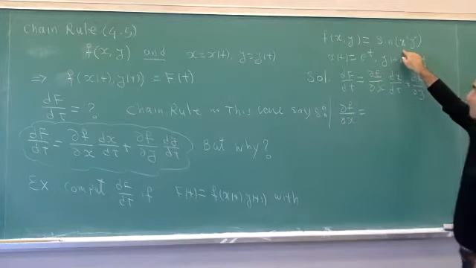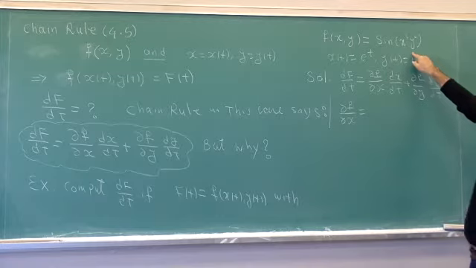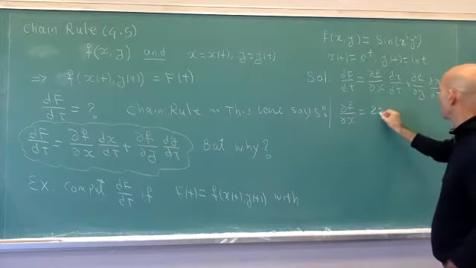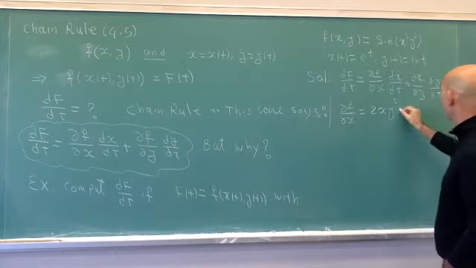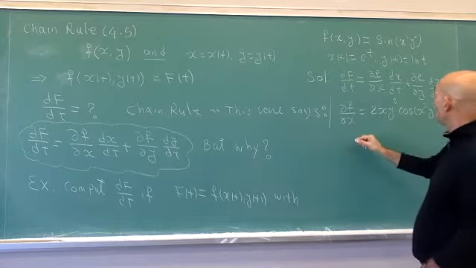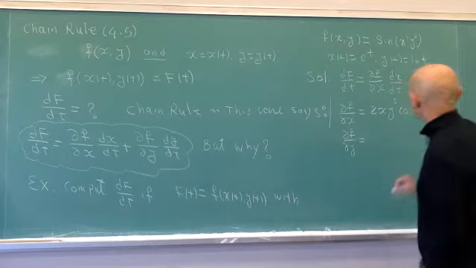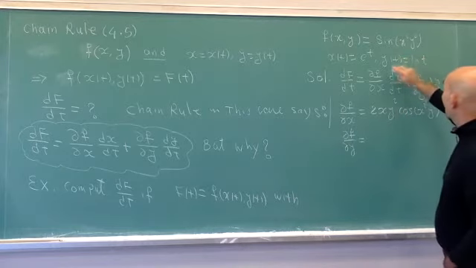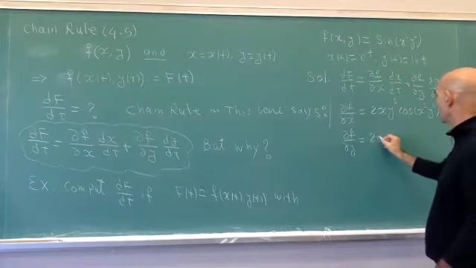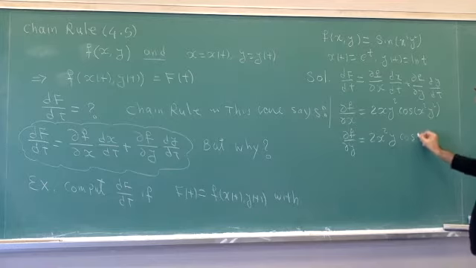Okay, so derivative of this, partial of f with respect to x. This is partial of x²y with respect to x, which is 2xy², right? Cosine of x²y², and df/dy is 2x²y cosine of x²y².